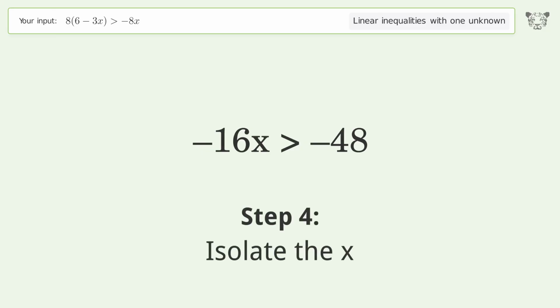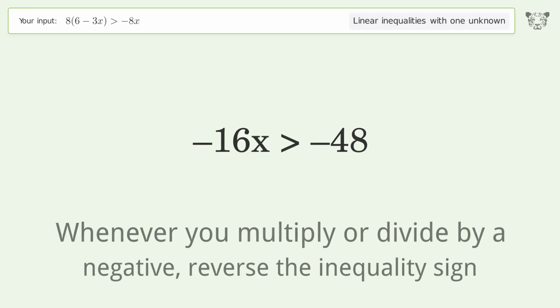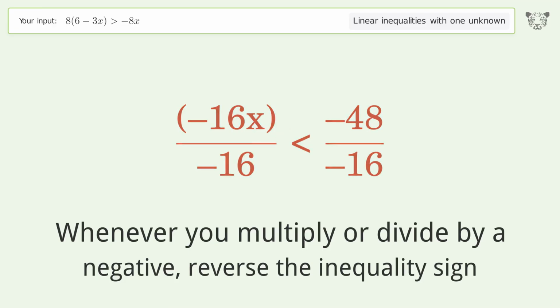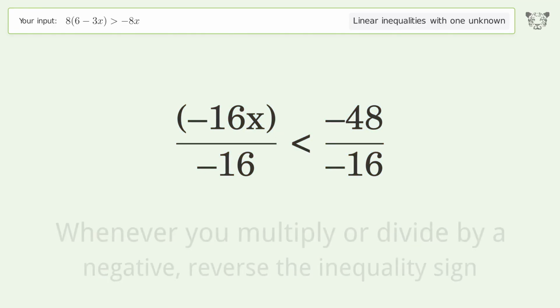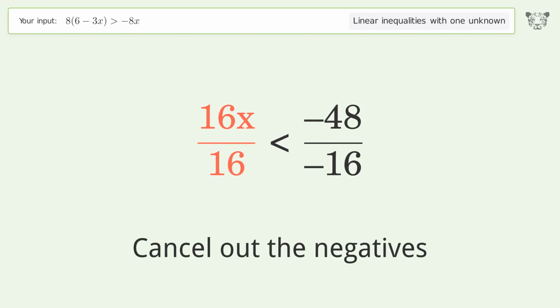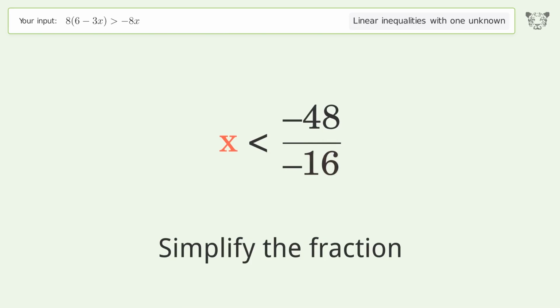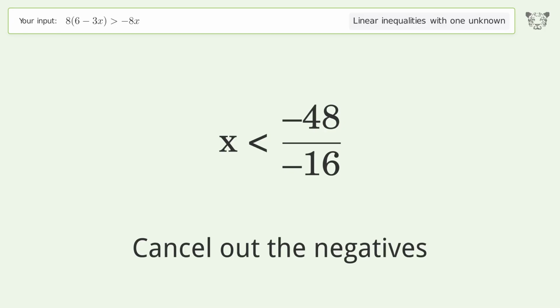Isolate the x. Divide both sides by -16. Whenever you multiply or divide by a negative, reverse the inequality sign. Cancel out the negatives. Simplify the fraction. Cancel out the negatives.